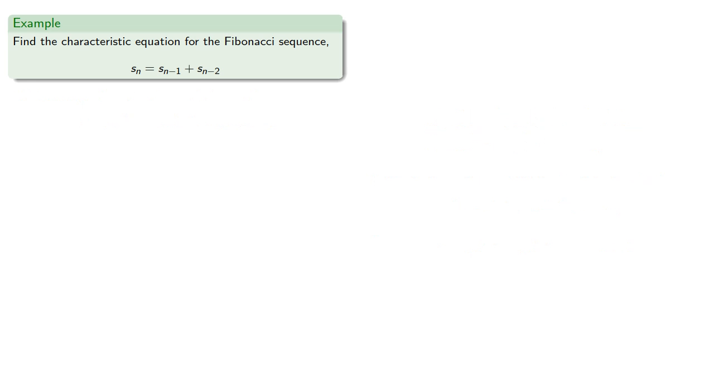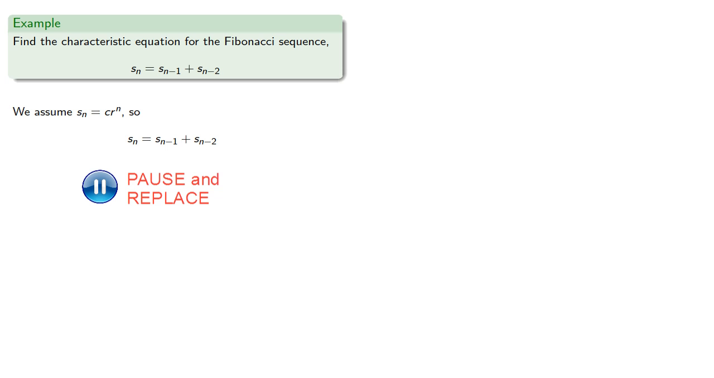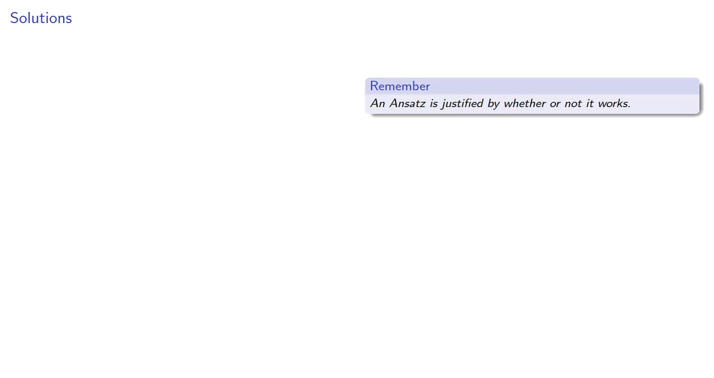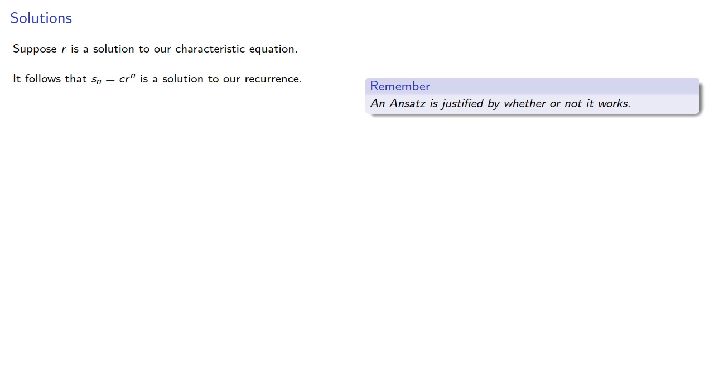So for example, let's find the characteristic equation for the Fibonacci sequence. S_n is the sum of the two previous terms. We assume S_n is C r to the power n, and so substituting that in we get this. And so our characteristic equation is this. Now, an ansatz is justified by whether or not it works. So suppose r is a solution to our characteristic equation, it follows that S_n equals C r to the power n is a solution to our recurrence.